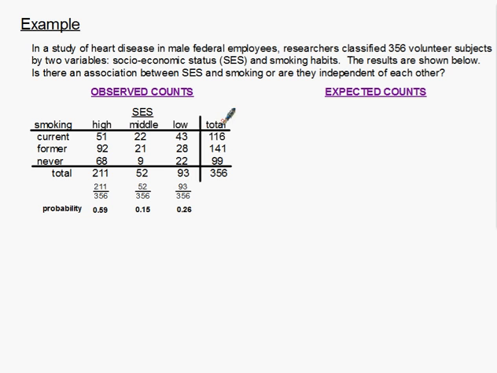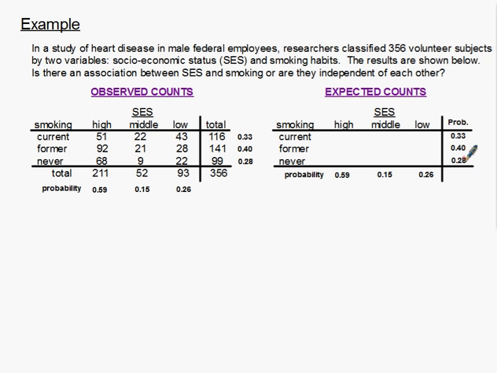Now we can shift and say, well, what's the probability of randomly selecting someone from the entire group that is a current, former, or never smoker? Well, we can get those probabilities. Now that we have those probabilities, and of course they should approximately add up to 1 with some round-off error, we can start going towards getting our expected counts, because what we'll use are these probabilities that we just got and figure out each individual element in our table.